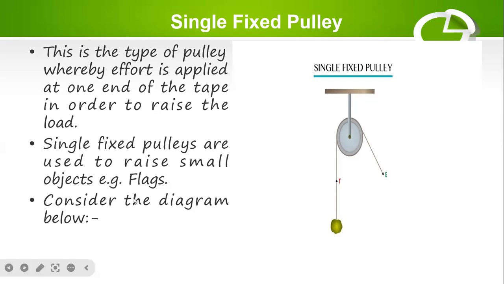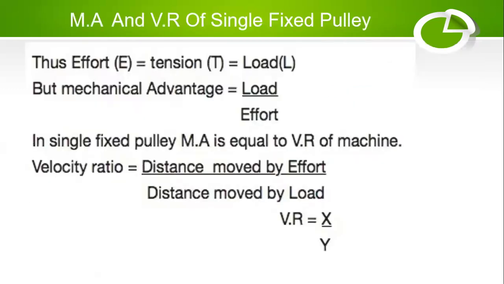Now consider the diagram as we've seen before. The flag can be put in here or right here. Then the effort is applied at the other end. So when you pull here, then the load goes up. And that's how, for example, the flag is raised to the top of its pole. I hope that's clear. Now let's see the mechanical advantage and the velocity ratio of the single fixed pulley.